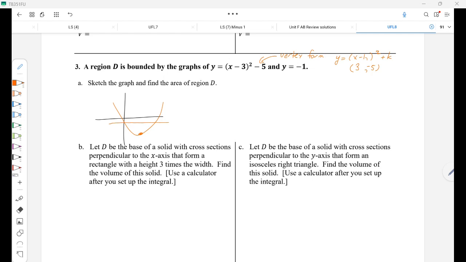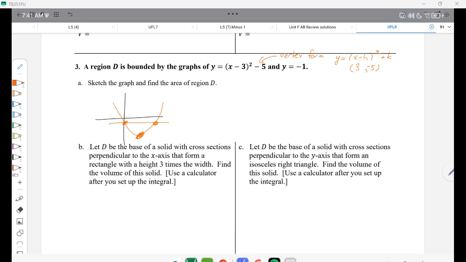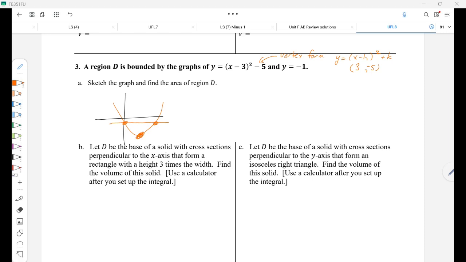When I plug 1 in, I would get 4 minus 5. I'd get actually negative 1 as well. So my graph isn't perfect. But yeah, so there we go. All right. We probably do need these points for some point in here. So let's set y equal to negative 1 and figure out what the x is.